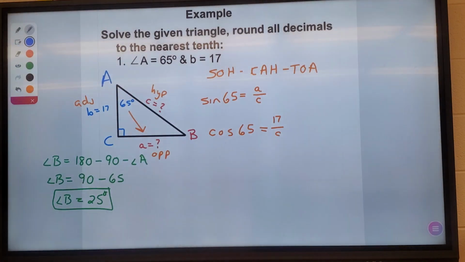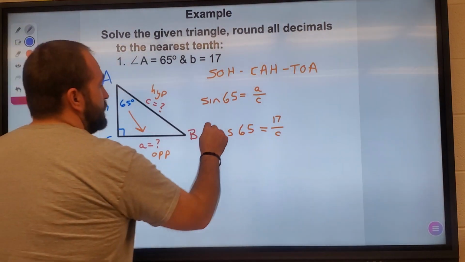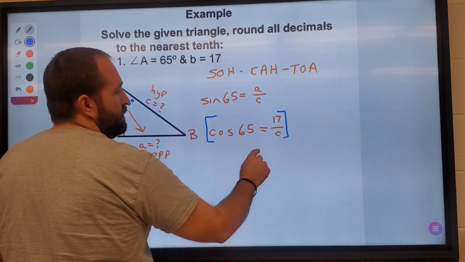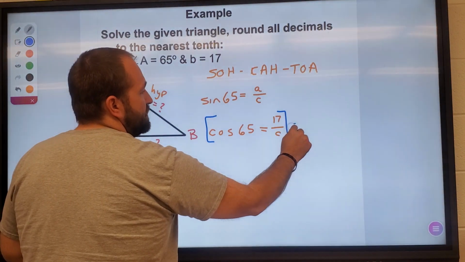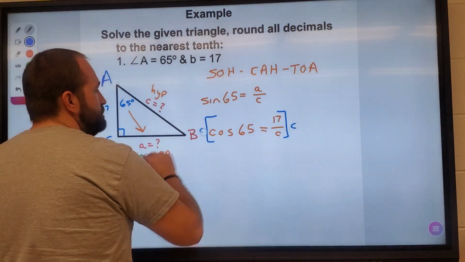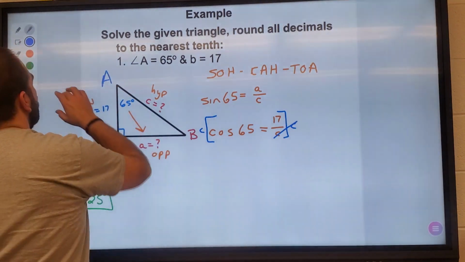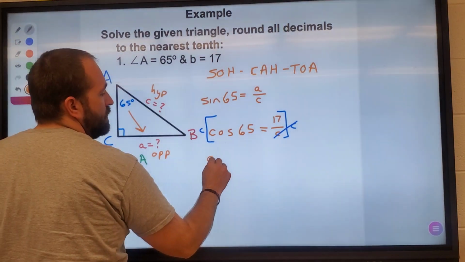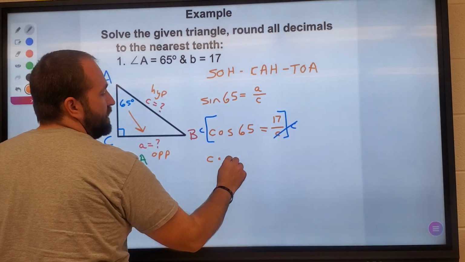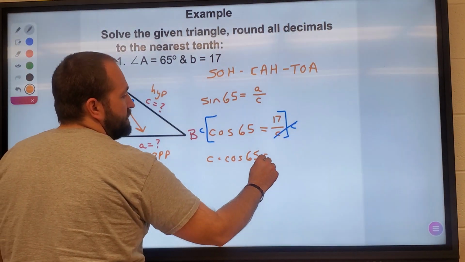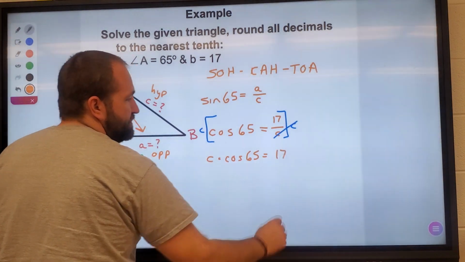With any fraction, my suggestion is always to get rid of the denominator first. So in order to get rid of the denominator here, I need to multiply both sides by that denominator. So that's the c value. So the c's here would cancel out, which would give me here then c times the cosine of 65, and that's going to equal the 17.